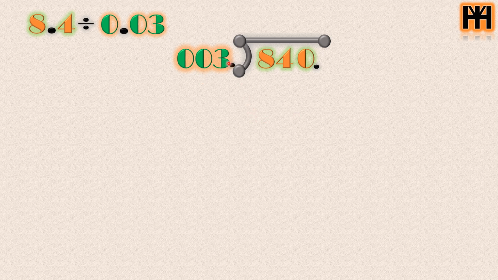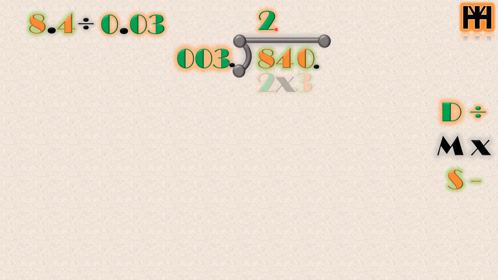Okay, so it's 8 divided by 3, or how many 3 is in 8? The answer is 2, because 3 times 2 is 6. Then 2 multiplied by 3, 6. Then subtract them. 8 minus 6 is 2. Then take the 4 down. Okay, division. 24 divided by 3, or how many 3 is in 24? Okay, it's 8.